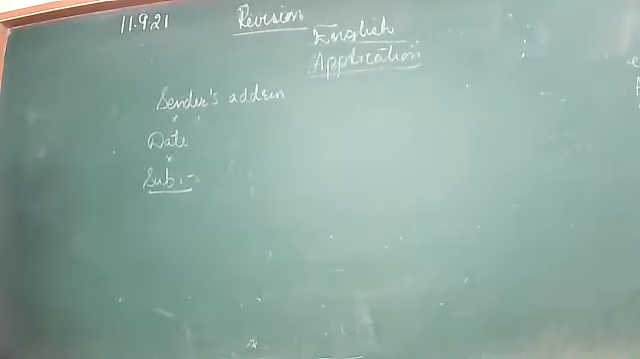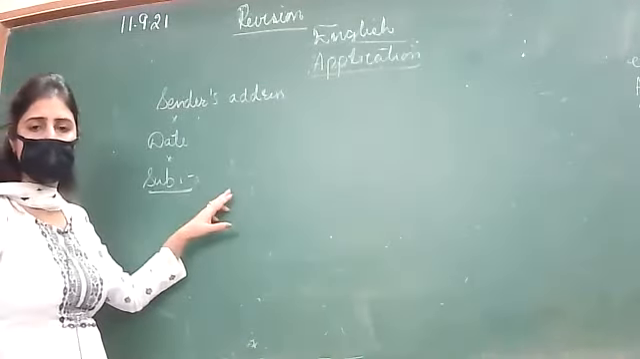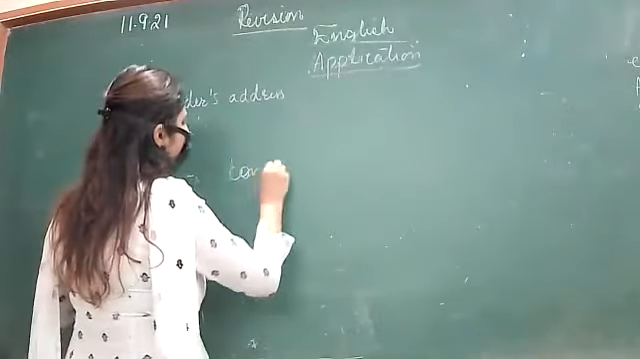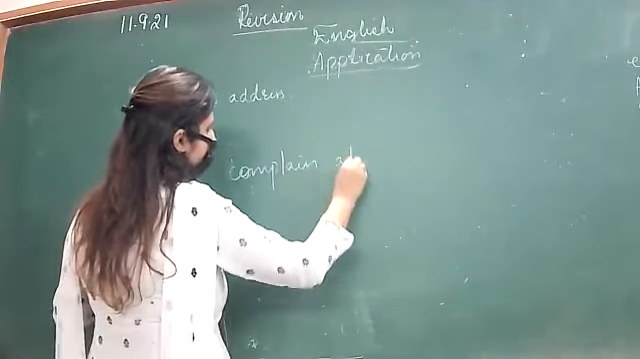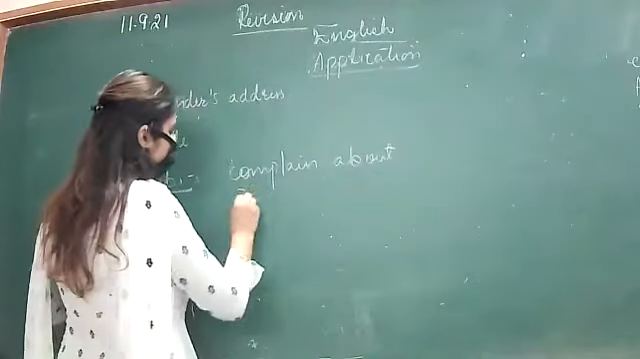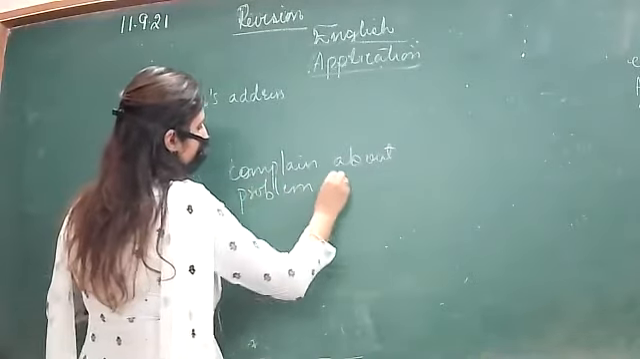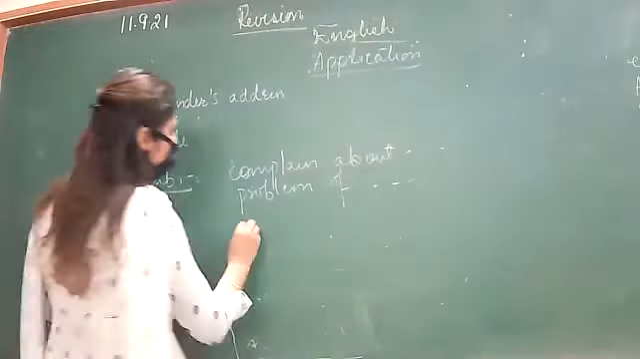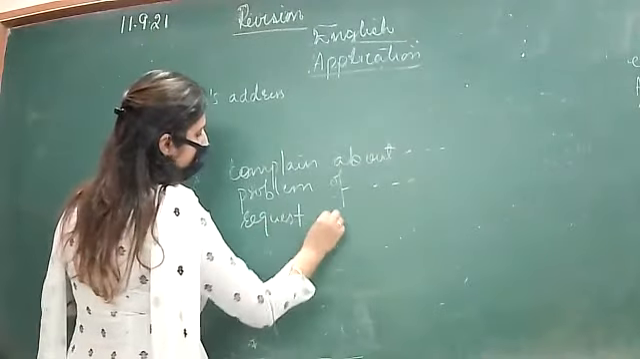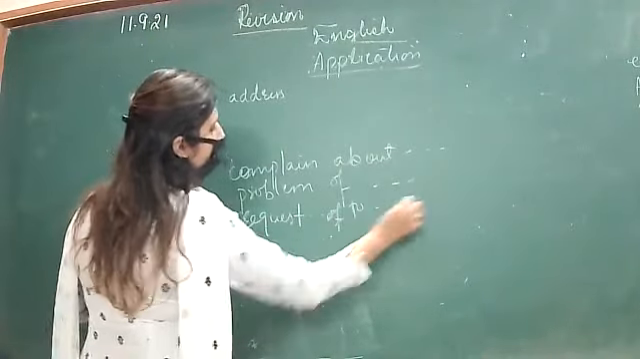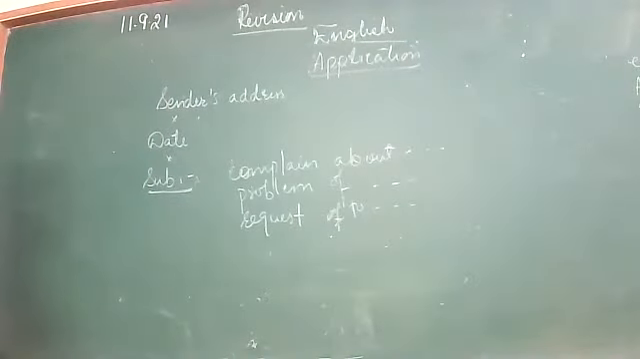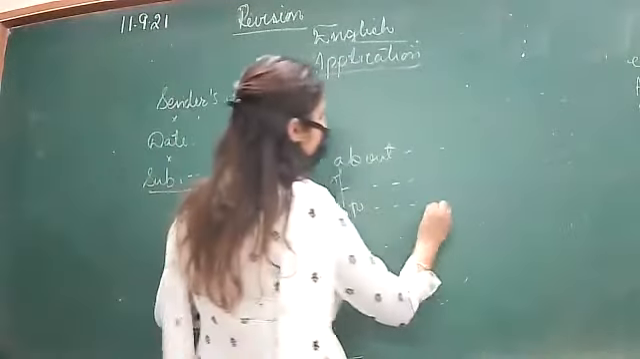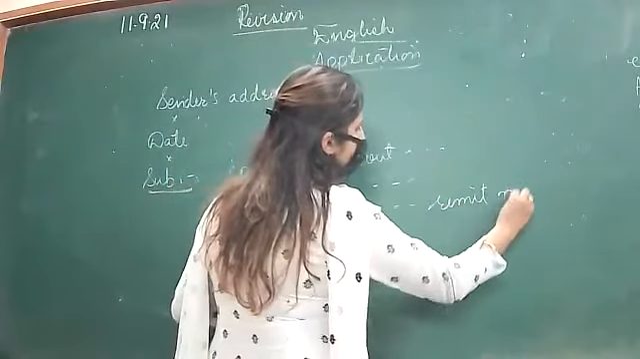Subject again very short and precise, and it must be related with the content as well as with the topic of the letter. If it is a complaint, write down complaint about. If it is about any problem, problem of, for example, poor drinking water, okay? Or if it is a request, then write down request of, request to. Suppose it is for change of section, you will write down request to change my section. If you want to get your fine remitted, then you will write down request to remit my fine.